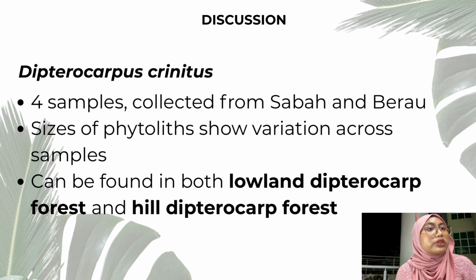The next one is Dipterocarpus crinitus. We have 4 samples for this species, and the 4 samples were collected from different herbaria, which are at Sabah and Berau. The sizes of phytoliths show variation in length and width across these 4 samples. This species can be found in both lowland Dipterocarp forest and hill Dipterocarp forest, and these 2 regions have different soil conditions. So if the 4 samples were collected from different regions, this will explain the variation in the size of phytoliths across the samples, even though they are from the same species.